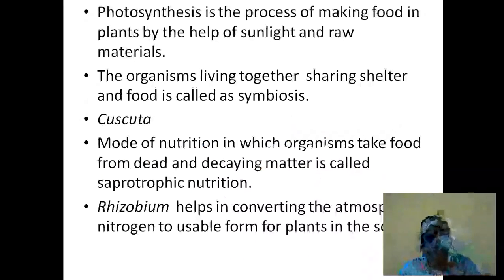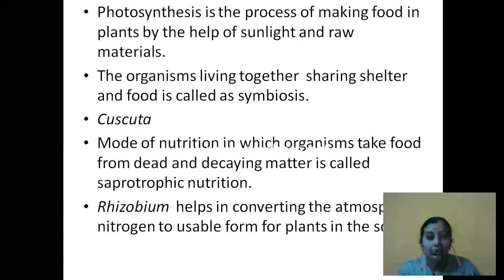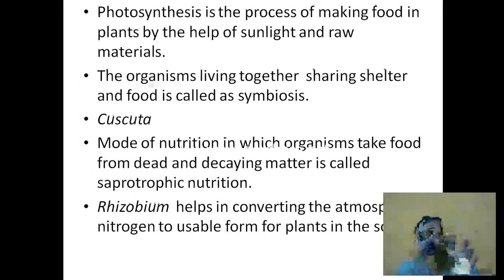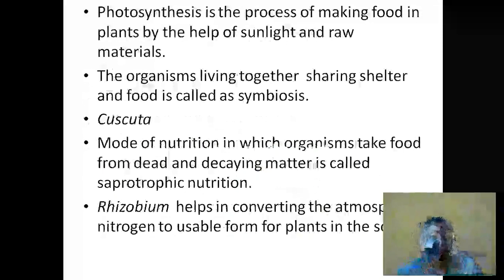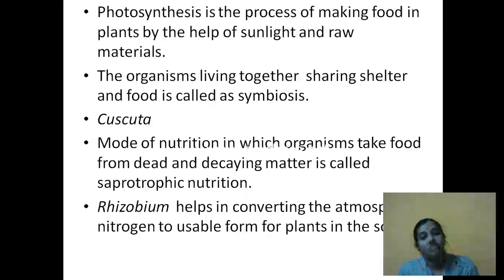What is photosynthesis? Photosynthesis is the process of making food in plants with the help of sunlight and raw materials. So when you write raw materials, you can write the names of all of them. Which are they? Water, carbon dioxide, correct? These are, and most important, the chlorophyll. You have to write the chlorophyll pigment there. Okay. Then next, what was the question?